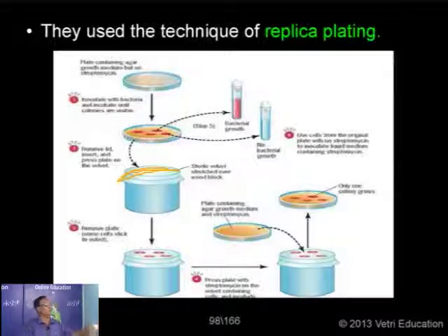Now they invert the lid having the agar medium with bacterial colonies, without streptomycin antibiotic, and press that lid over this velvet cloth. As a result, what will happen? Some of the bacterial cells could stick to the surface of the velvet cloth. Now they remove the plate.